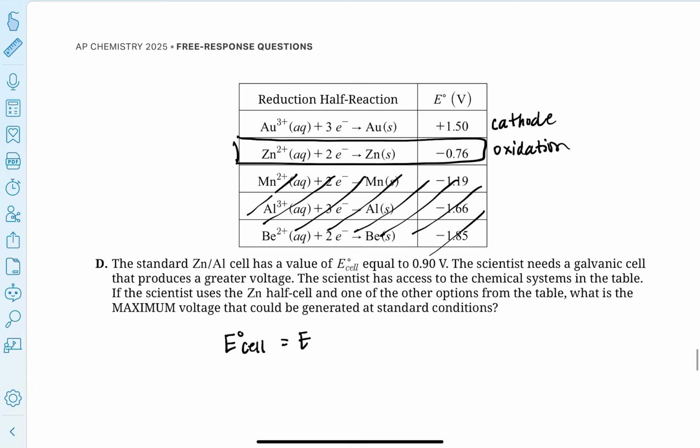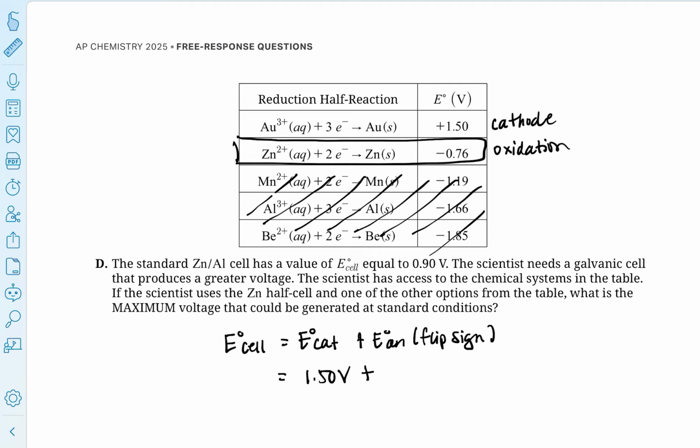I know there's different versions. I like to use this one, E of the cathode plus E of the anode, but we have to flip the anode sign. For example, E of the cathode, if gold is my cathode, its standard reduction potential is 1.50 volts. And then E of the anode, okay, so here it's written as a reduction, but I'm not reducing zinc ions, I'm oxidizing it. So because I flipped the equation, I'll flip the sign and add. So therefore, I'm going to call E of my anode positive 0.76 volts. And that gives me 2.26 volts.